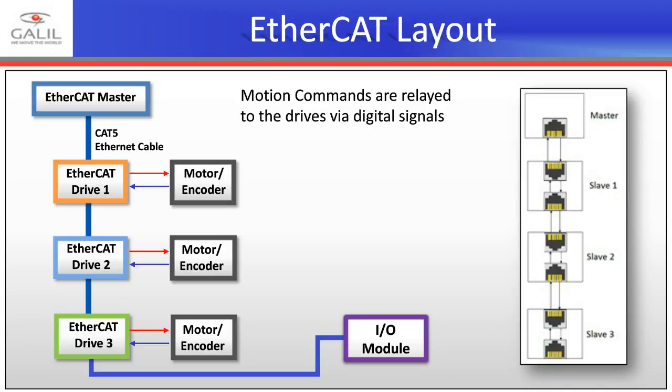So, an example of an EtherCAT network layout. Here you have an EtherCAT master, which is then communicating with each EtherCAT drive or I/O module on the network, giving position or velocity or torque commands to each drive. On the right, we have just a simple diagram of how that wiring occurs, even the Ethernet cable between each RJ45 jack.